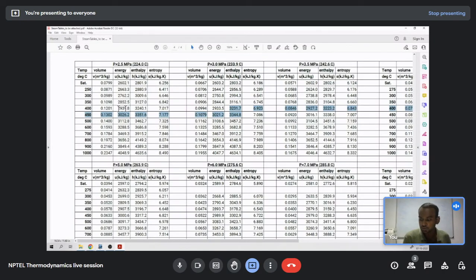For S2, I have these two values at 400 and 450 degrees Celsius, which are 6.923 and 7.086. Since the temperature is the midpoint of this, I can just take the average of these two, and that will be the linear interpolation. 6.923 plus 7.086 by 2, which is 7.0045.